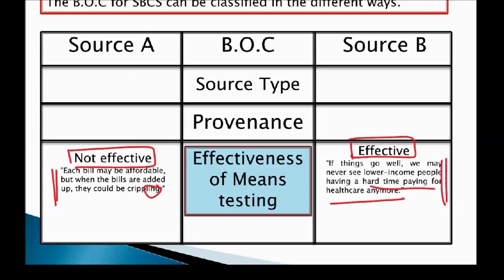No hard time, okay? They can just use the subsidies provided, based on the calculations by means testing. They never have to pay so hard. They don't have to worry about paying anymore. So this one obviously is effective. Since these two are different, sources A and B are different in saying the effectiveness of means testing.